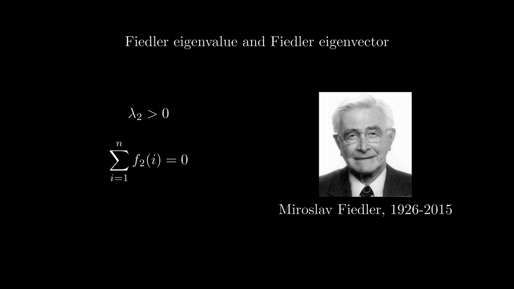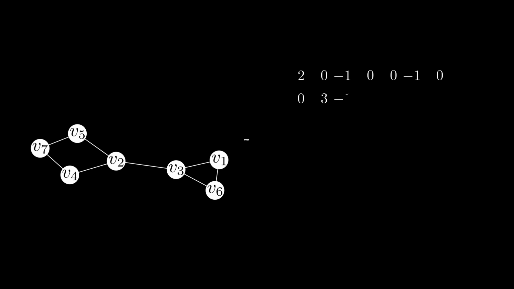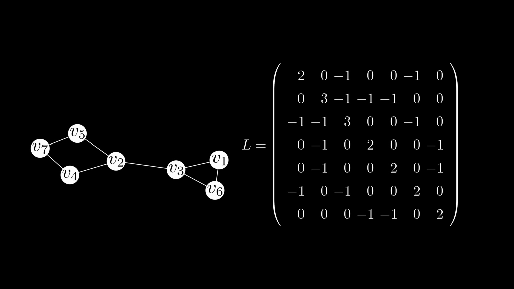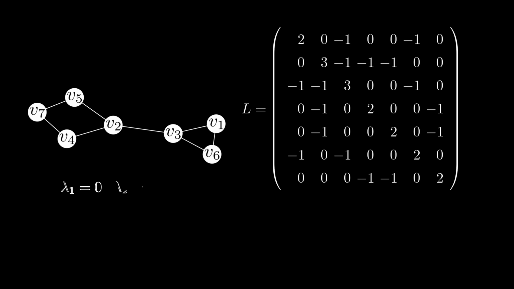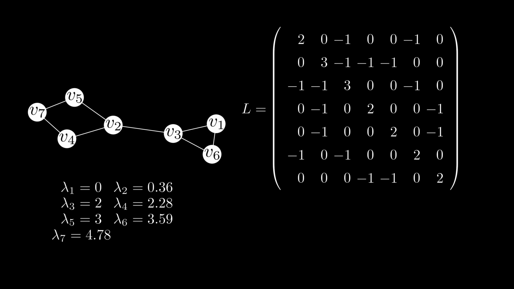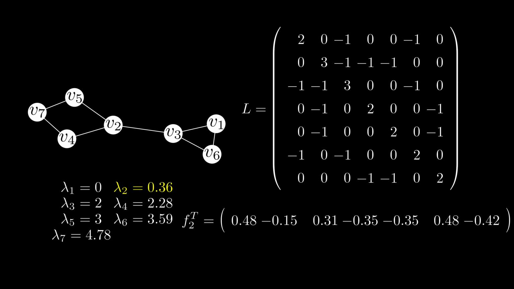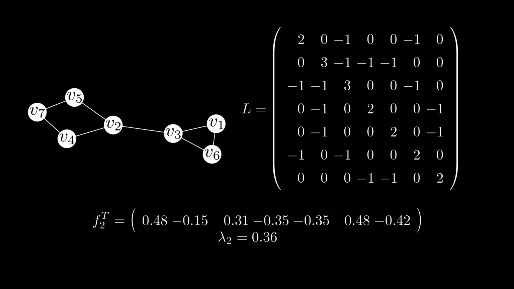So why are lambda 2 and f2 so important that they have their own names? Take a look at this graph. Let's calculate its Fiedler eigenvalue and Fiedler eigenvector. Lambda 2 is 0.36 and f2 is on the screen. Notice that the indexing is completely random, therefore our L doesn't have a block structure, but we will see that it doesn't change the nature of the graph.